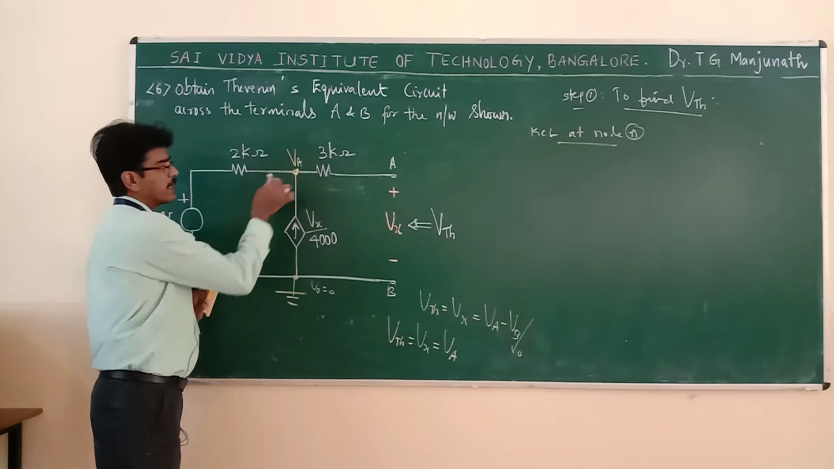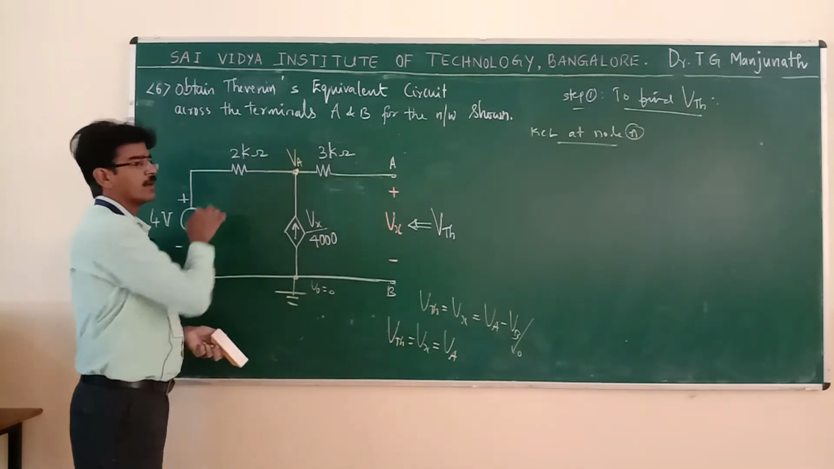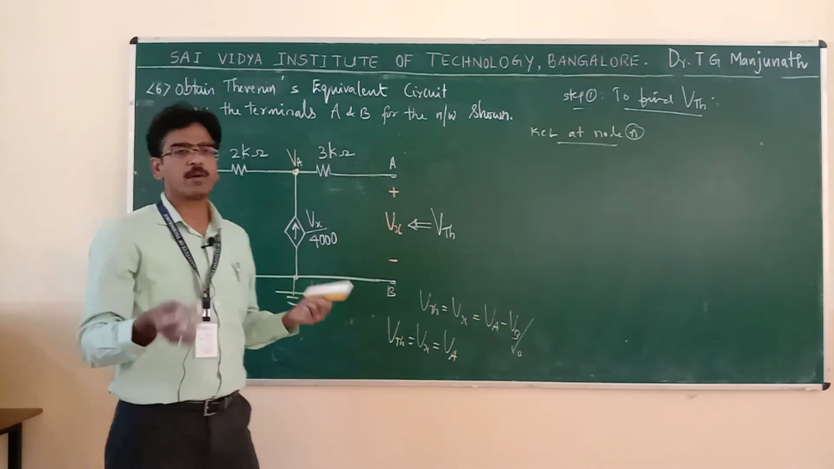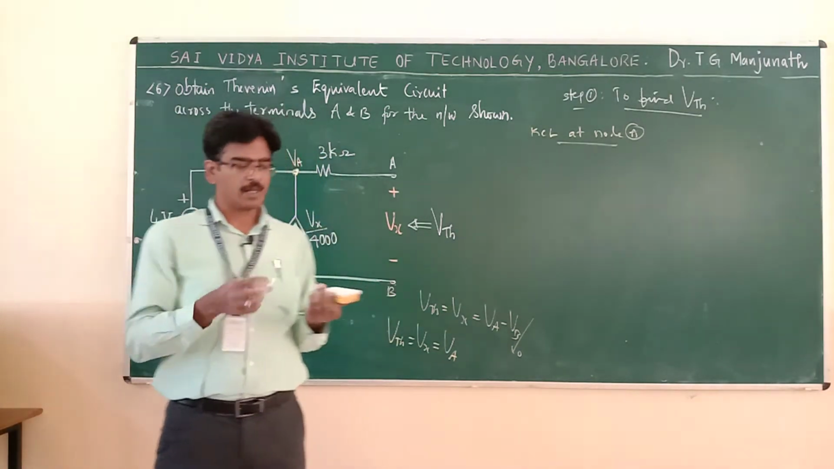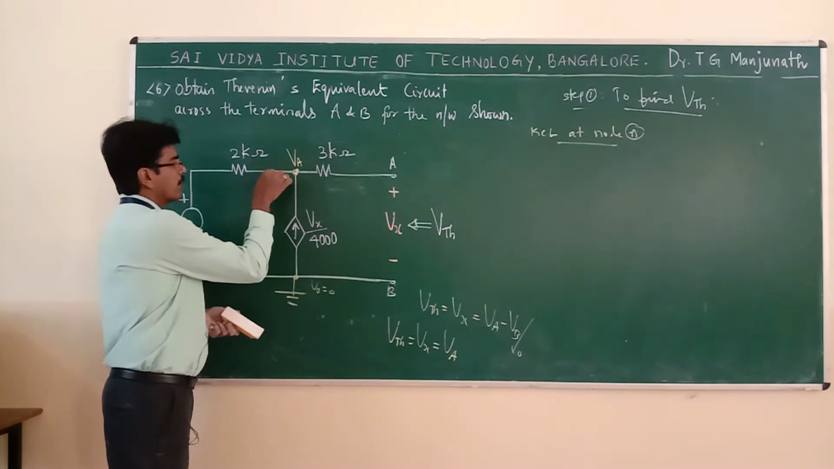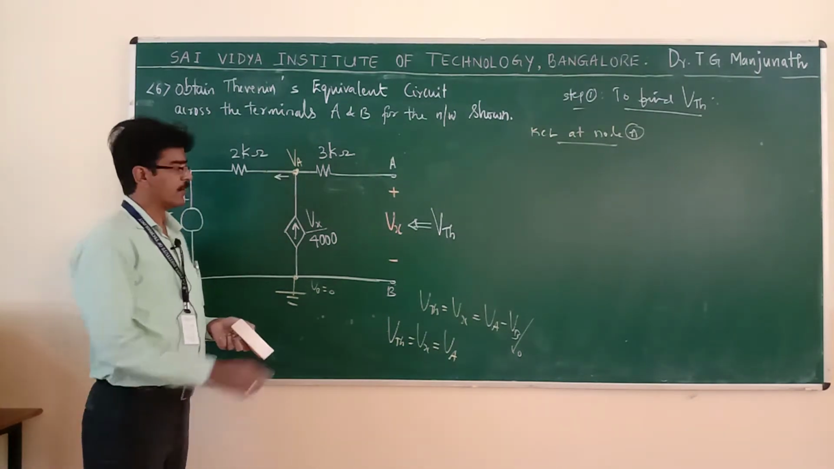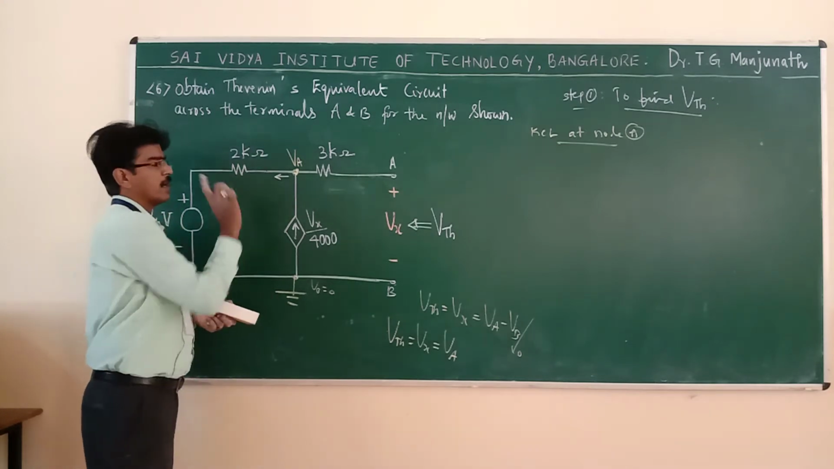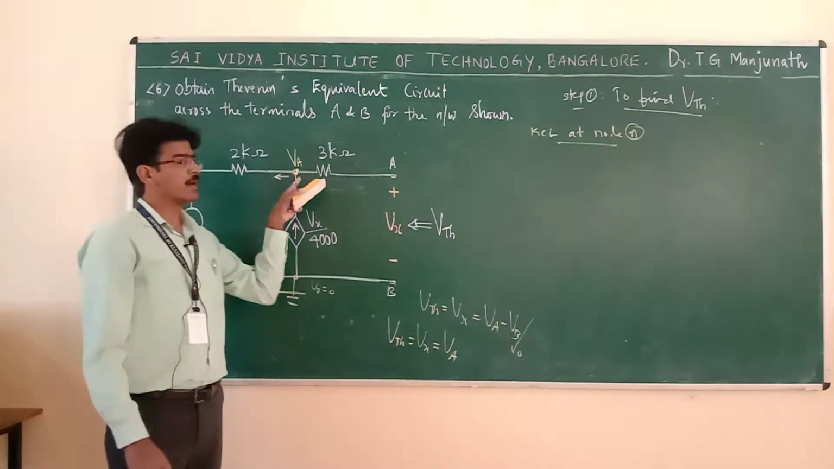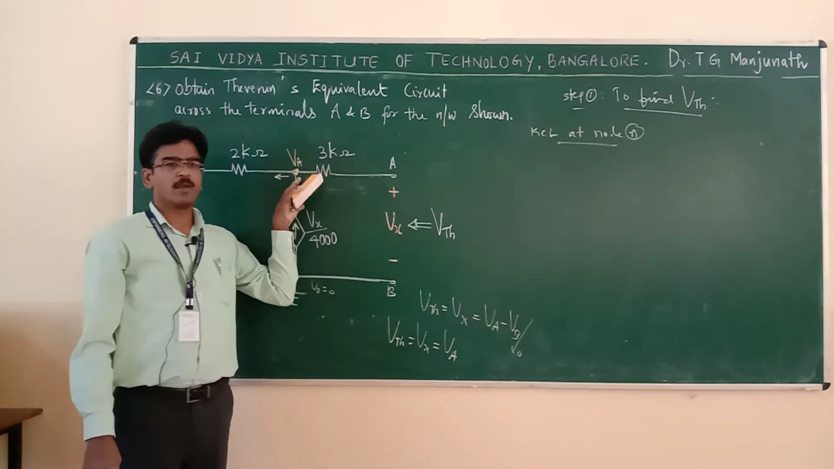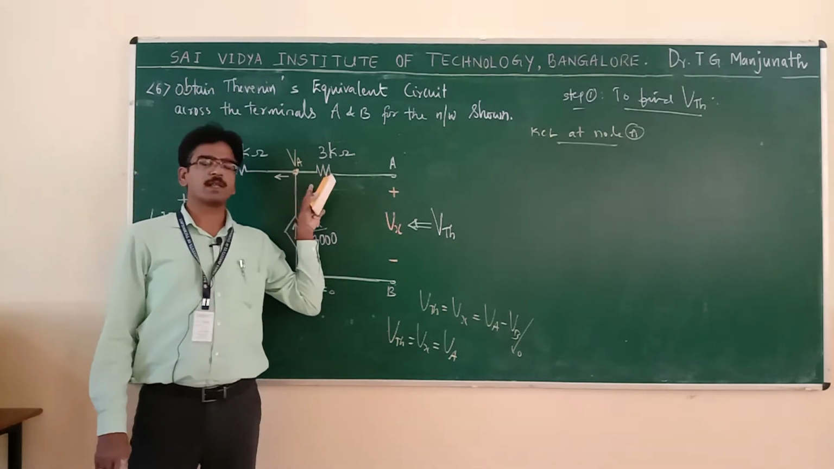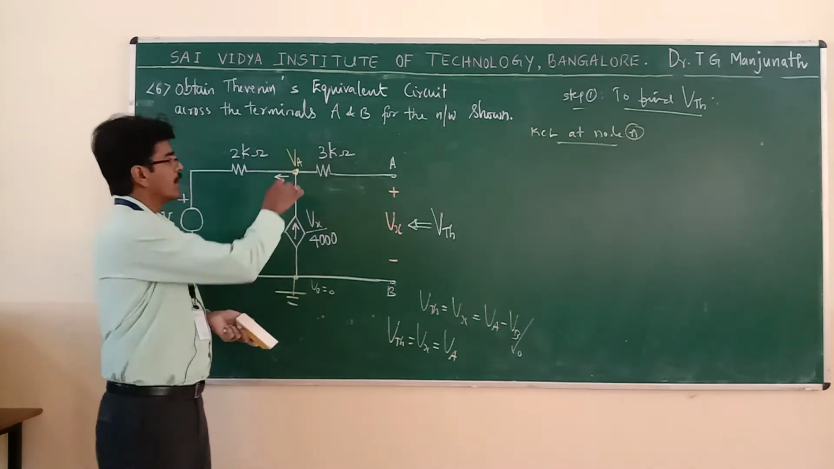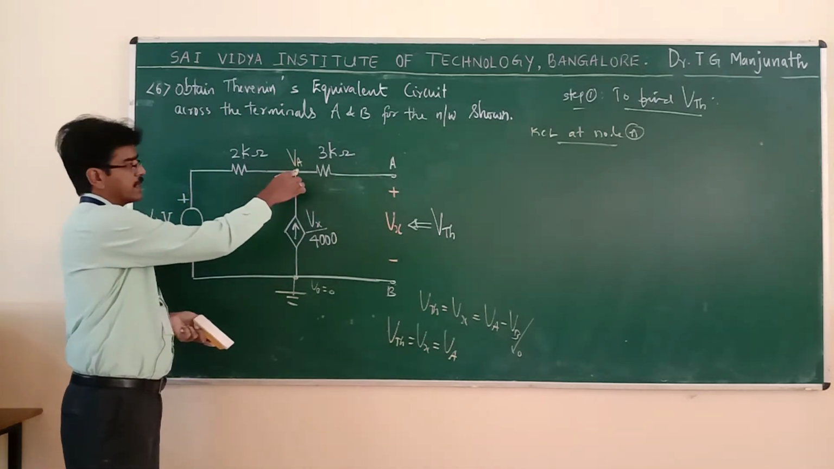If you do not know whether the current is entering or leaving, you assume the currents are leaving the node when writing KCL. If you know, you are not assuming. When you write KCL at any node, you are assuming that the node voltage is at a higher potential compared to the other nodes. Now let us write KCL here.